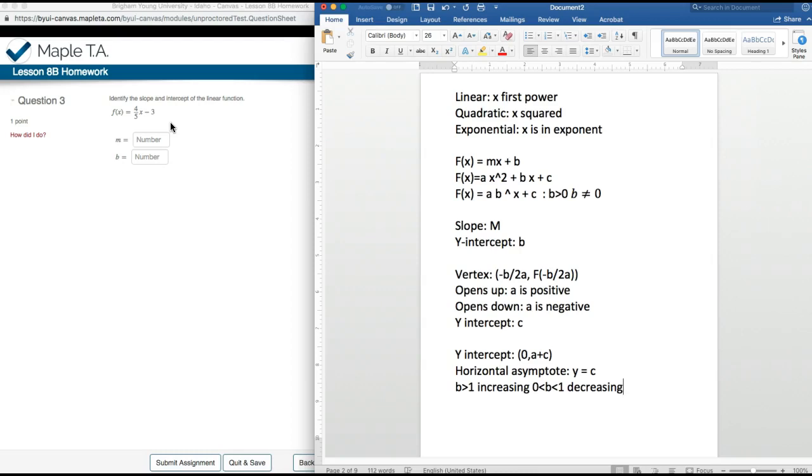Identify the slope and intercept of the linear function. Right here, by definition, the number in front of the x is the slope. Slope meaning rise over run. Again, it paused for me. Sorry about that. So I have a slope of rising 4 and running 5.